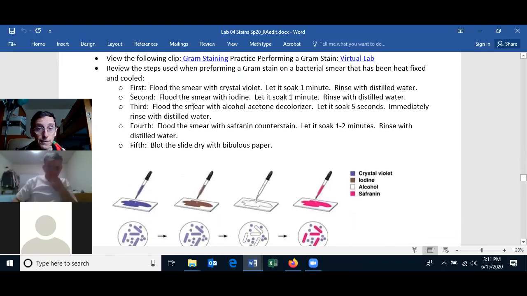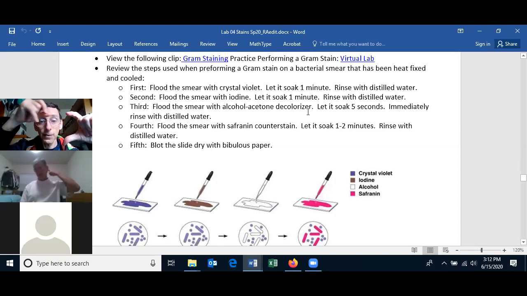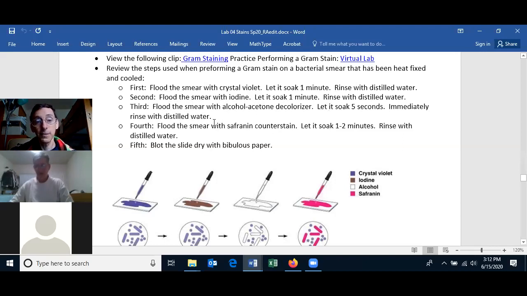First, flood the slide with crystal violet, let it soak for 1 minute. Rinse the slide with distilled water, then flood the slide with iodine, let it soak for 1 minute, and then rinse the slide with distilled water. Remove the water and then flood the smear with alcohol acetone decolorizer only for about 5 seconds. Like I said, it's best to watch while you're adding the decolorizer, and when the color stops draining from the slide, stop adding the decolorizer, and then immediately rinse with distilled water.